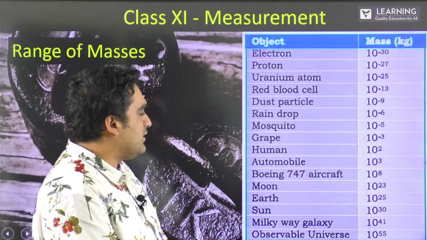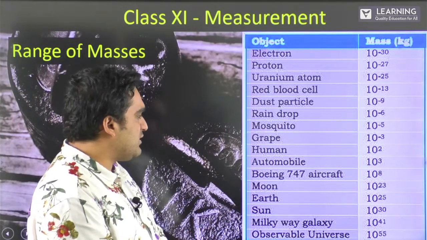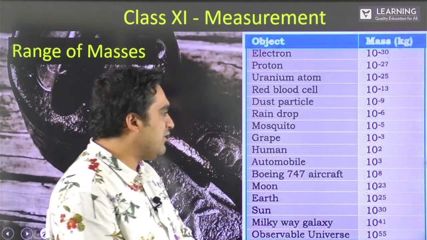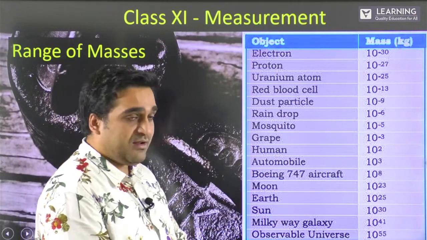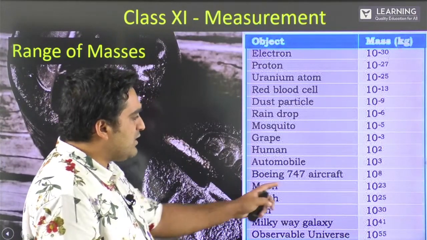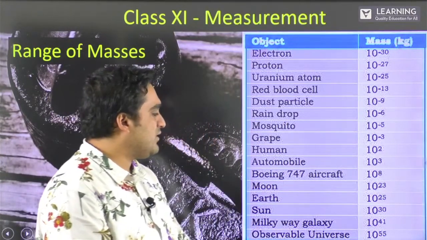Yeah, but this is of a very small value, which is 10 raised to minus 3. For a human, 10 squared, so almost 100 kg. A Boeing 747 aircraft is about 10 raised to 8 kg. The Moon has an estimated mass of 10 raised to 23.